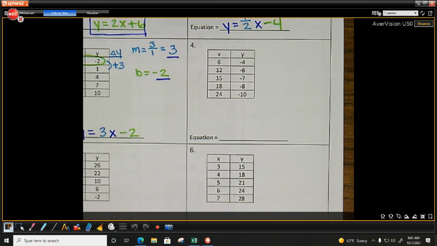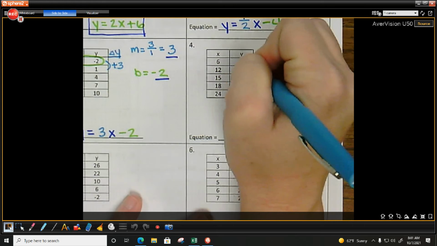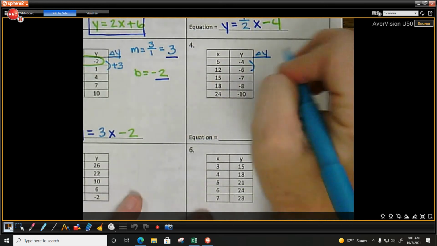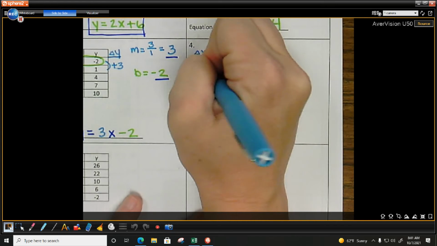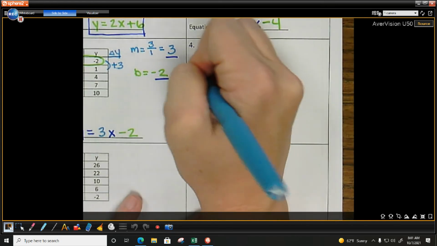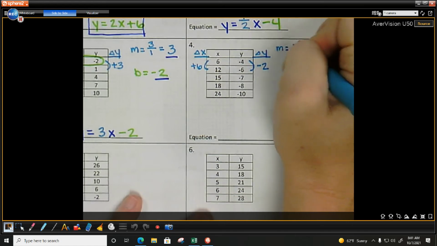So let's find our change in y. How do you get from -4 to -6? How do you get from 6 to 12? So my m is -2 over 6, y over x, which is what?